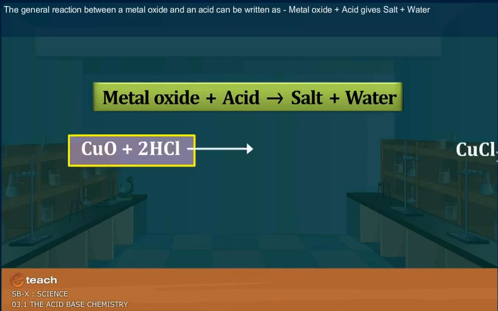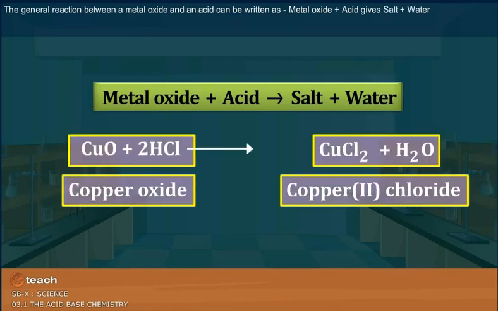The general reaction between metal oxide and an acid can be written as metal oxide plus acid gives salt and water.